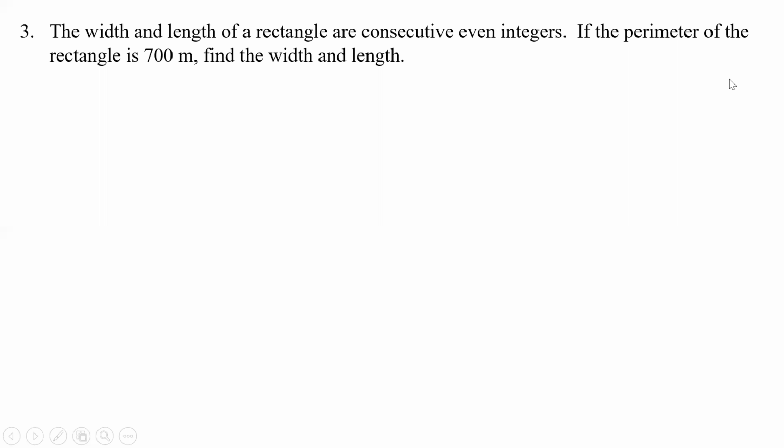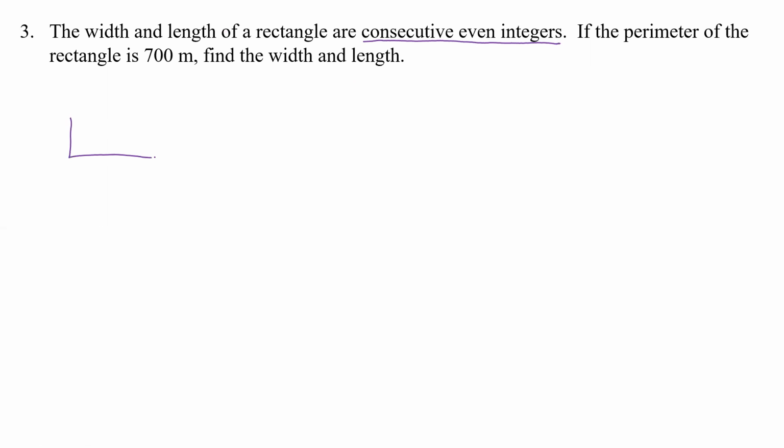All right, so we're back and we have another rectangle. Now notice this one says consecutive even integers. So far we've had one that was consecutive integers, we've had one consecutive odd integers. Now we have one with consecutive even integers. So we're back to a rectangle.